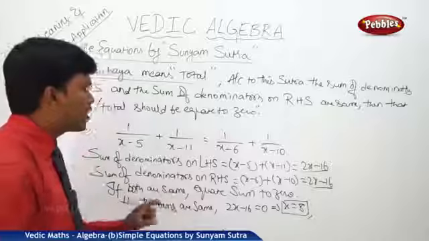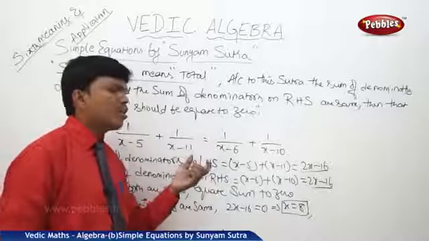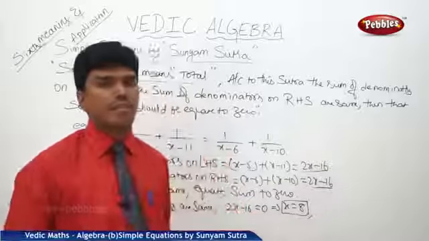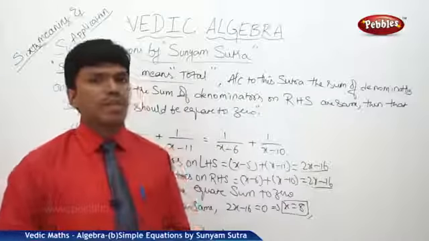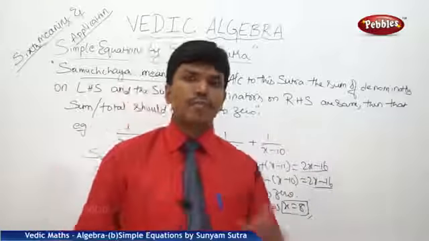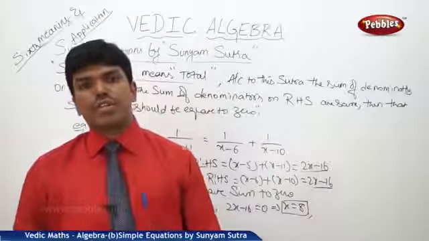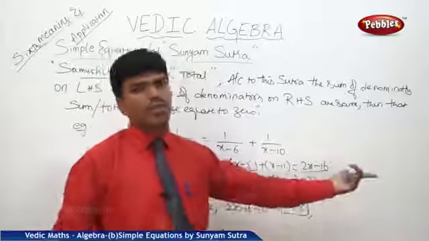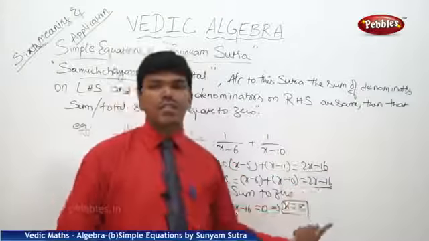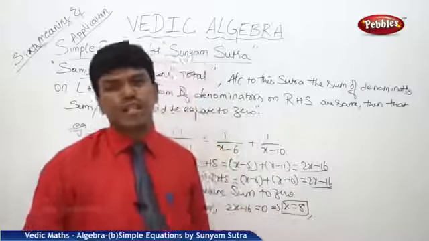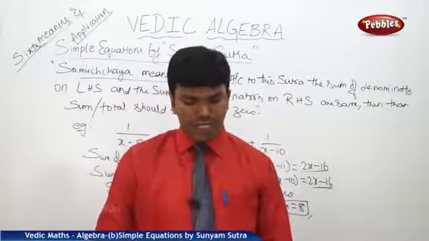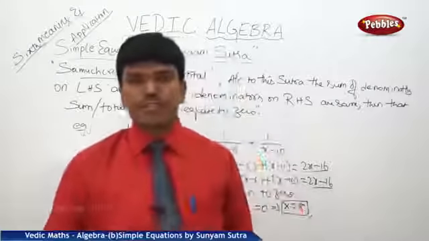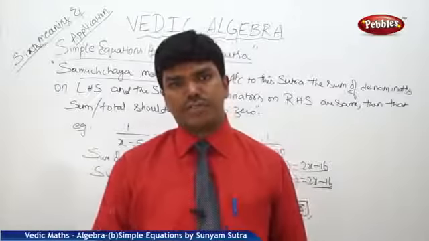You have to observe one thing. You just take the sum of the denominators on both the sides, left hand side as well as right hand side. If the sums of the denominators on both sides are the same, you simply equate it to 0. What is the sum? We got 2x minus 16. Equate that sum to 0 to get the solution. 2x minus 16 equal to 0, then x equal to 8. So like this we will get the solution of x in our sixth meaning. Now let us see the next one.